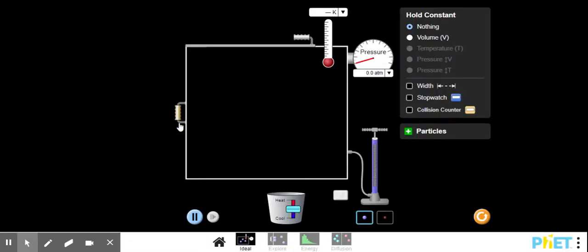So we're going to click on ideal. It's going to load up our simulation like this. Now, before we do anything, we've got an empty box here. Let's see if I can get rid of this. There we go. We've got an empty box here. This is going to be what we put our gas particles in. Well, this box has no gas particles in it. It has no matter in it right now.